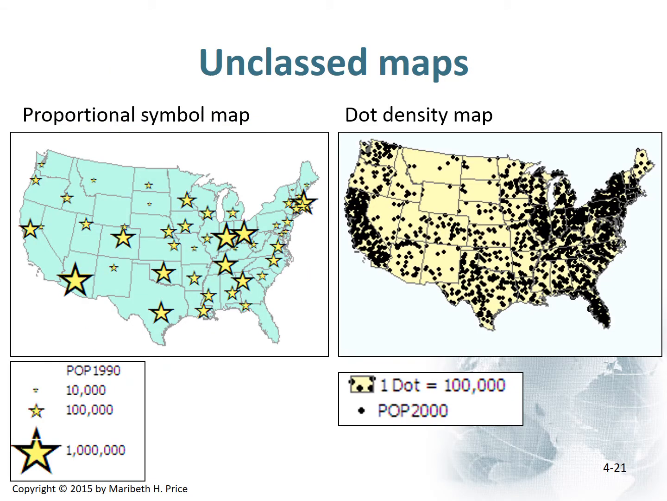And we can also use unclassed maps, where we just use proportional symbols, or even dot densities, where you can see one dot equals so many people, and then they're scattered appropriately and somewhat randomly across the states in which the population numbers come from, and you get some idea of where people live in the U.S.